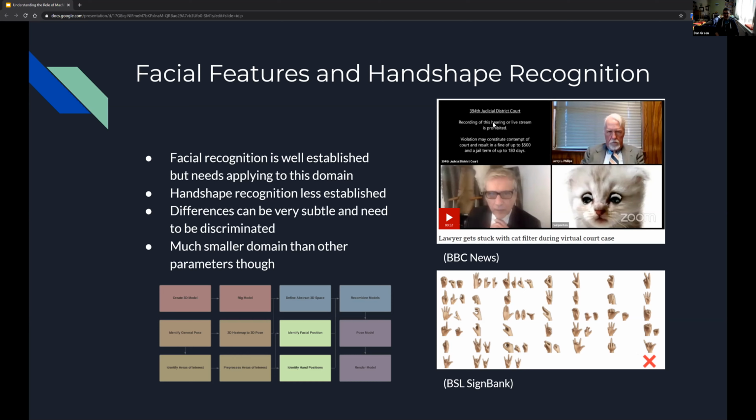I'm just seeing the comment in the chat. Yes, the handshapes are a limited range of possibilities. So if it's not possible to get that really high replication of every joint in the hand, it may be possible to go back to a classification problem and try to classify the handshapes into one of these forms.